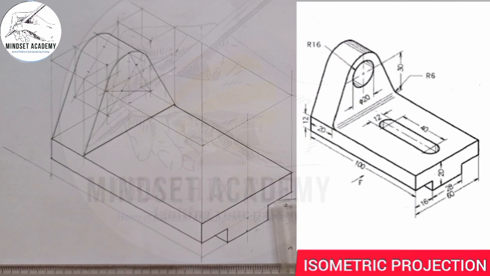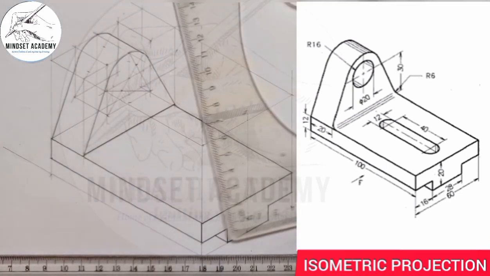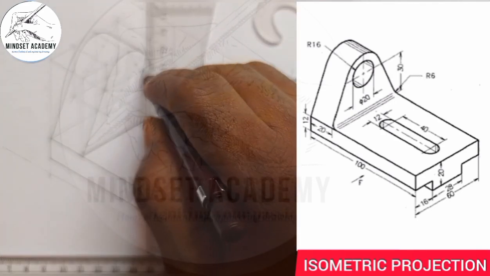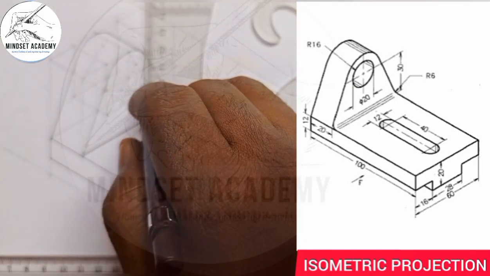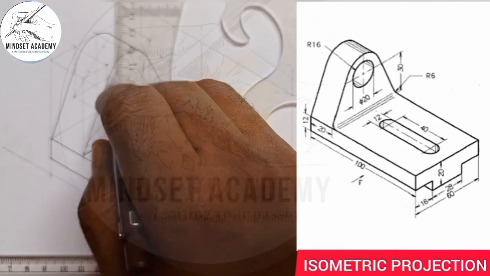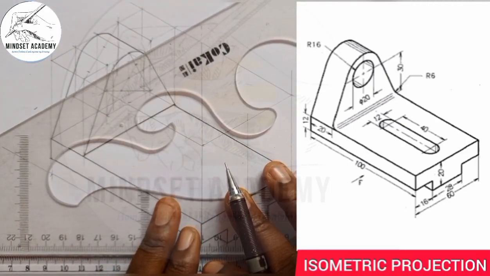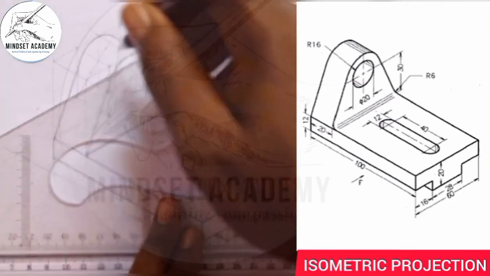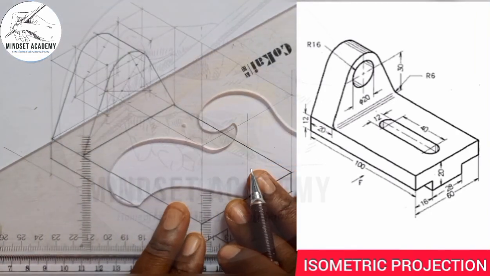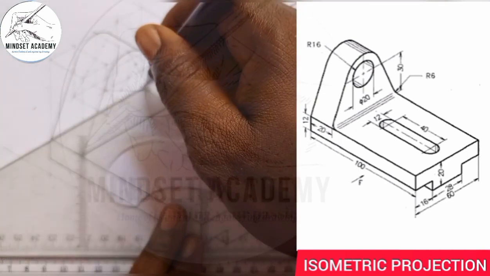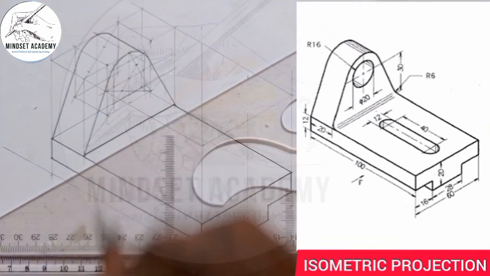Then I'll use my meter rule and I'll take it up this way, up this way. Then I'll close it up too, and I'll close it up too. So we have this, right?